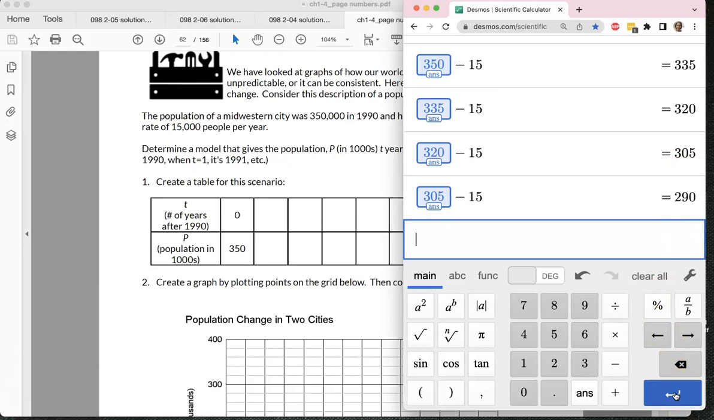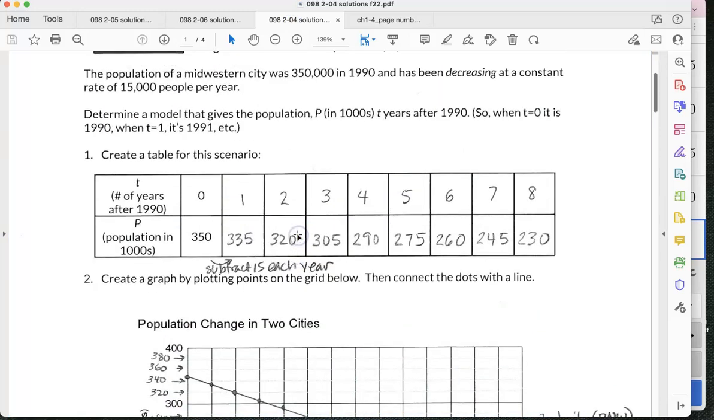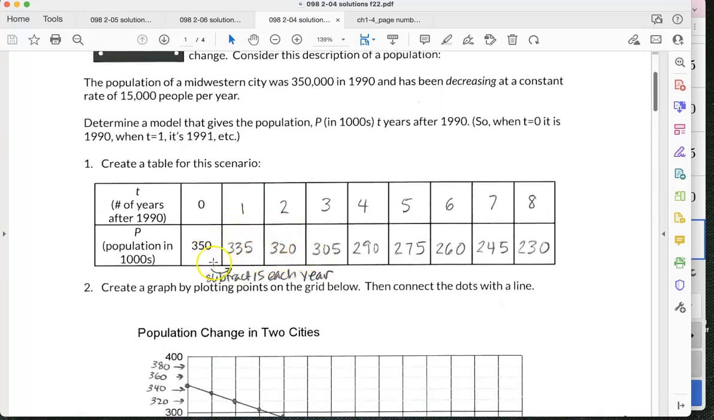And this even works on manual calculators, which I can't really show you on this screen, but if you type in 350, enter, minus 15, enter, then you can just keep hitting enter, and it will just keep spitting out the next number as it shows that constant drop. So the values in the table should look like this. We just subtract 15,000 every year. And at the end of 8 years, we will be down to 230,000 people in that city.